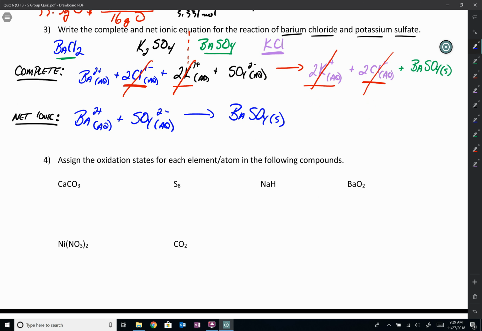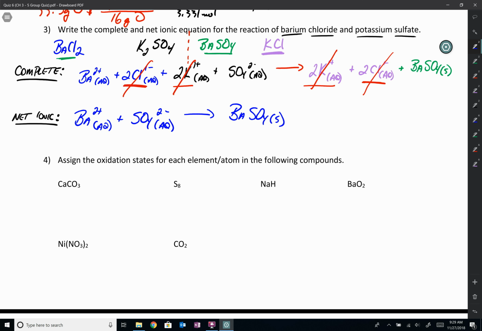All right, question 4. Assign the oxidation state for each element or atom in the following compounds. Now, to do oxidation state, there's a set of rules that you just have to memorize. They're in the notes, they're in the book, we talked about it in class. There is no magic to this. We do have to realize that the sum of the oxidation states for a compound has to be equal to the charge of the compound.